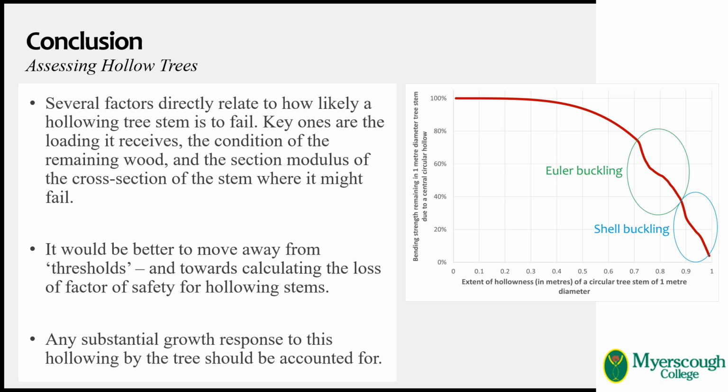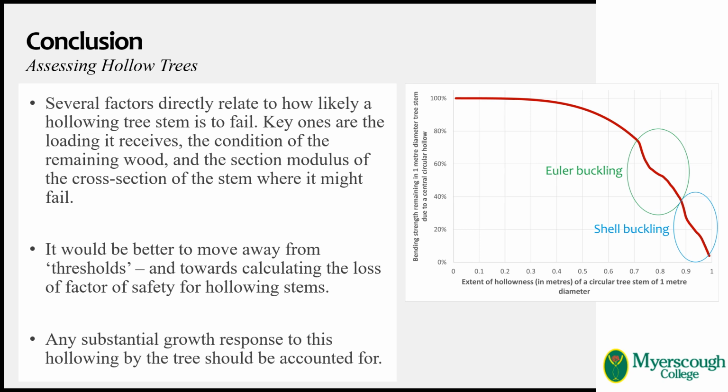The graph here shows perhaps why previous authors have set thresholds for safety of hollow stems at between 65% to 77% hollowness for an unsafe tree stem. This is the zone where Euler buckling may occur at around 66% hollowness, and then shell buckling may start to occur around 75% hollowness. However, it's still better to consider the service load compared with the loading the hollow stem can actually take to thus calculate its factor of safety.